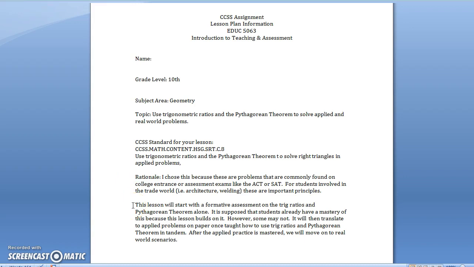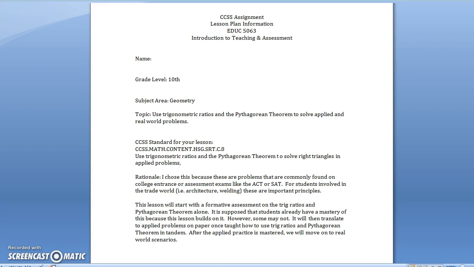This lesson will start with a formative assessment on the trig ratios and Pythagorean theorem alone. It is supposed that students already have a mastery of this because this lesson builds on it. However, some may not. It will then translate to applied problems on paper once taught how to use trig ratios and Pythagorean theorems in tandem. After the applied practice is mastered, we will move on to real-world scenarios. So you can see how that Common Core standard fits in with the lesson that they are going to teach.